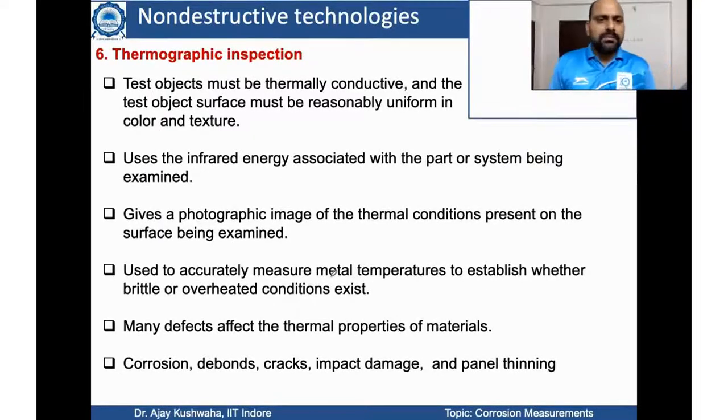So this was basically a quick overview of these two methods. First was the electrical resistance and the second was the non-destructive technologies. Here I just gave a brief idea so that you should be aware of the other methods, how they can be utilized, and the basic things about them. And if you are interested, you should read in detail in textbooks or research papers. So today I will stop here.